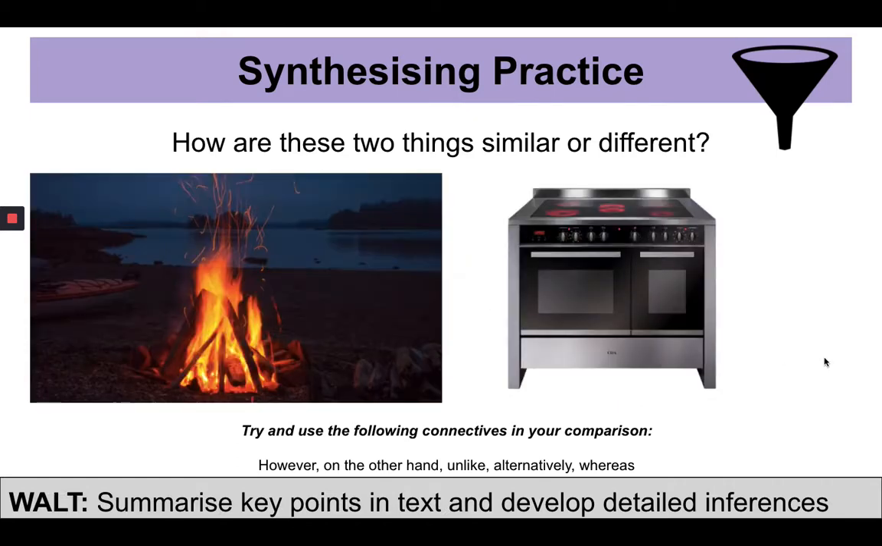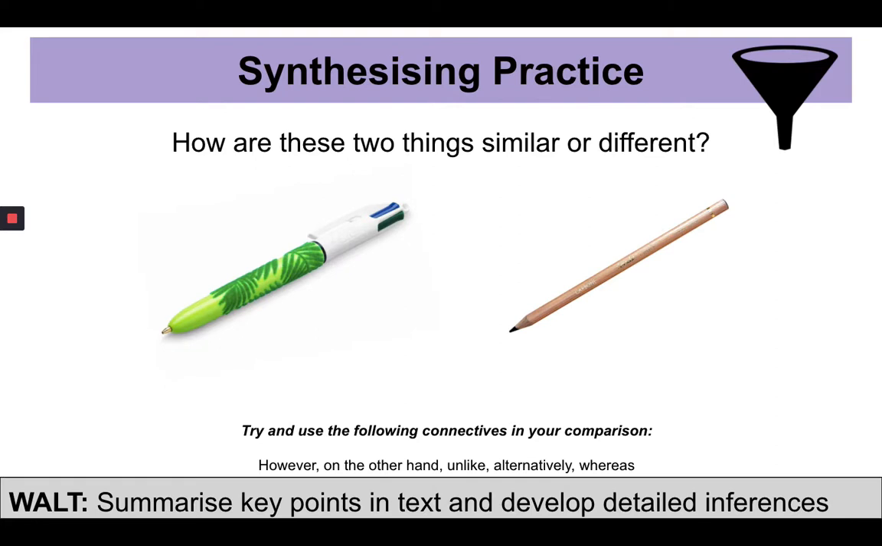Same thing with this. A campfire and an electric hob. Similar things about them. They're both used for cooking. They both create heat. Simple things like that. Differences about it. Well, one requires wood as fuel. The other one requires electricity. The fire is very hard to maintain at a steady temperature, whereas with a hob you can maintain a steady temperature. Okay, things like that.